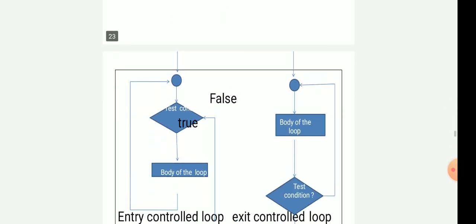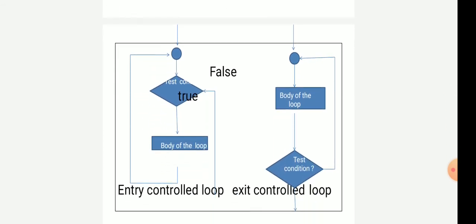Whenever the condition is tested before the execution of body part, we can call this entry controlled. If first of all the body part is executed, then the condition is checked, we can call it exit controlled. If the condition is tested first, that is entry controlled. If the body part is executed first, then the condition is tested, that is known as exit controlled.